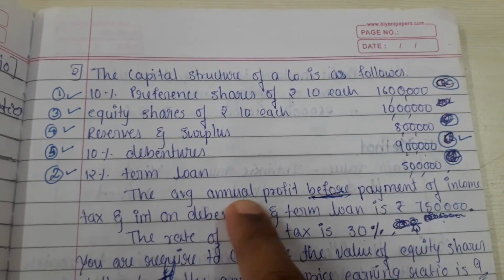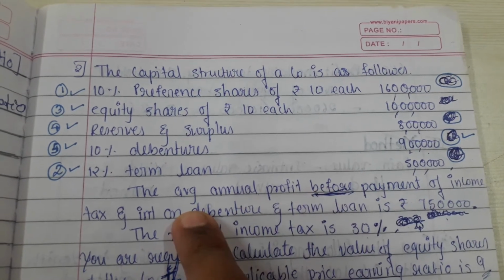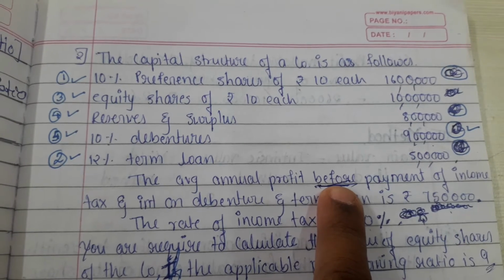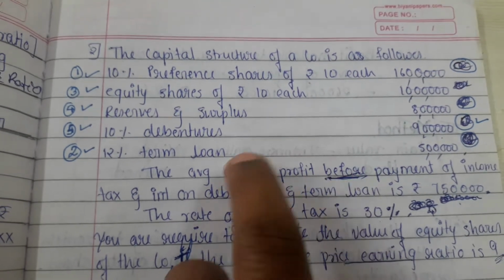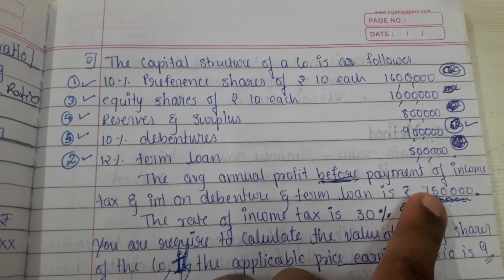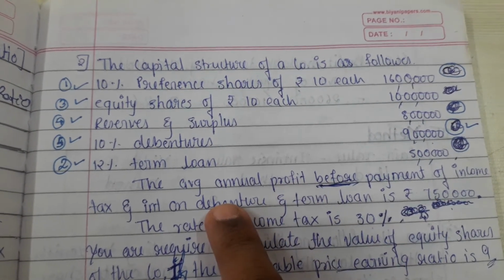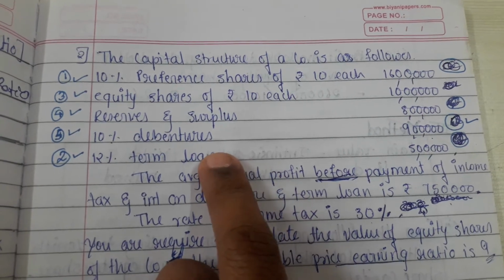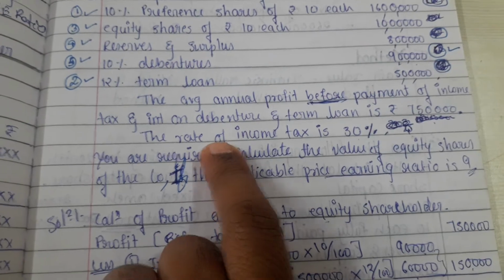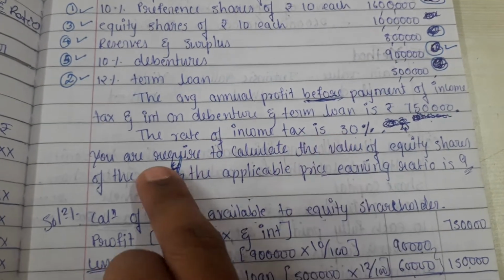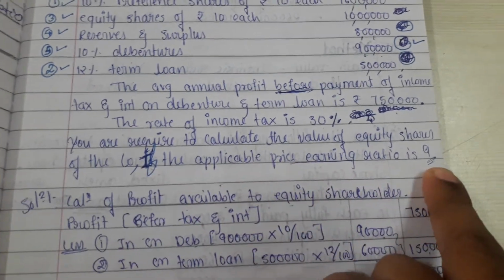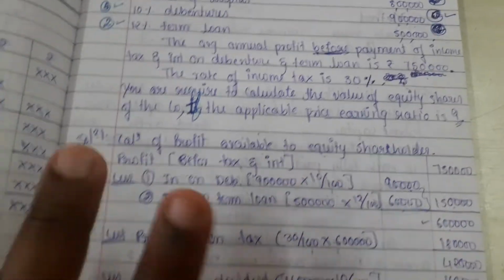The average annual profit before payment of income tax and interest on debentures and term loan. They have clearly said it over here, before. Means we have to less interest on debenture and term loan. Term loan was what? 7,50,000. Interest on debentures, we have to take 10% of debentures. The next one is the rate of income tax, 30%. You are required to calculate the value of equity share of the company if the applicable price earning ratio is 9. So they have given it directly.